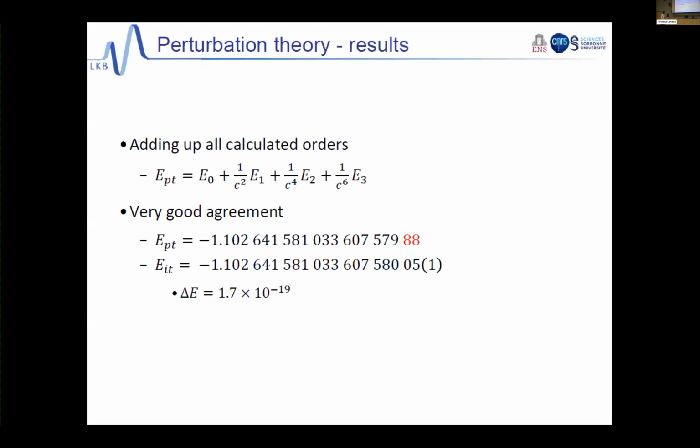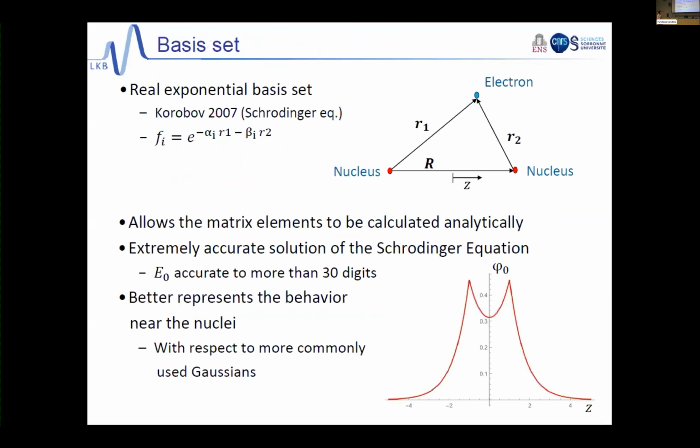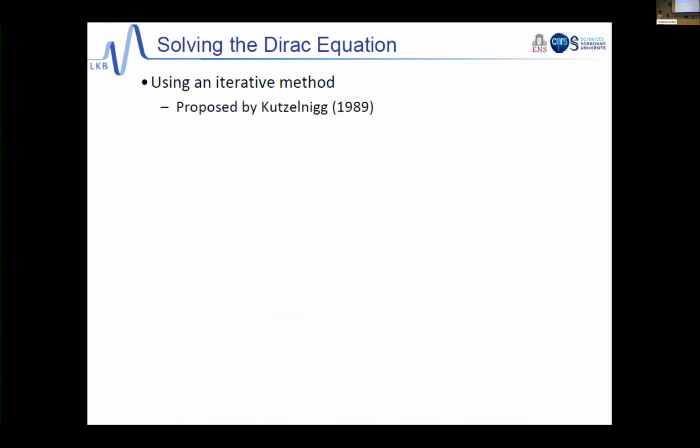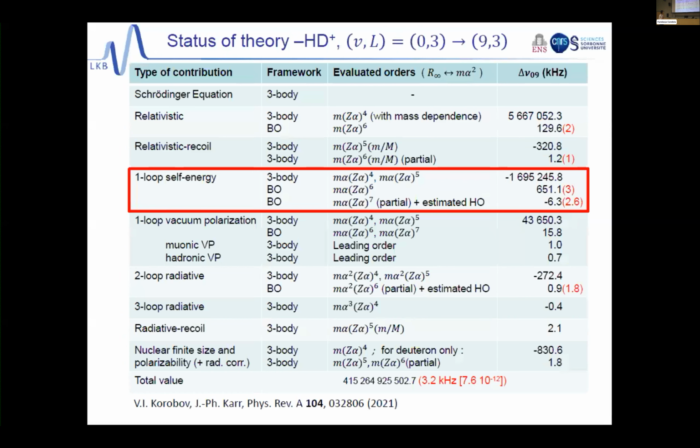Yes, Grzegorz? Yes, thank you, very nice talk. So at the beginning, you showed us this table with all the possible contributions, and among these there were the nuclear finite size and polarizabilities. But these were quoted without uncertainties. Can I ask why is that? Because these uncertainties are much more important. No, this is not the right answer.